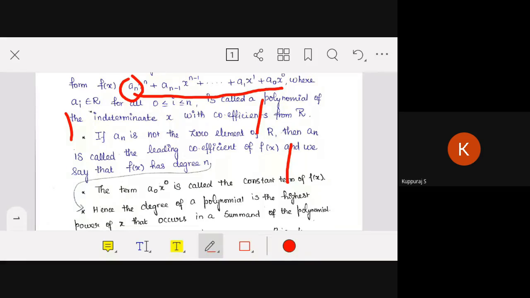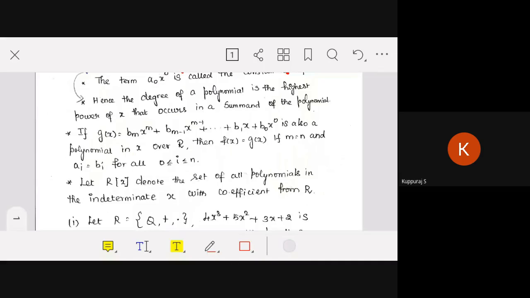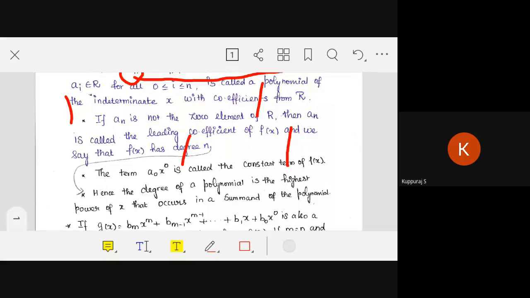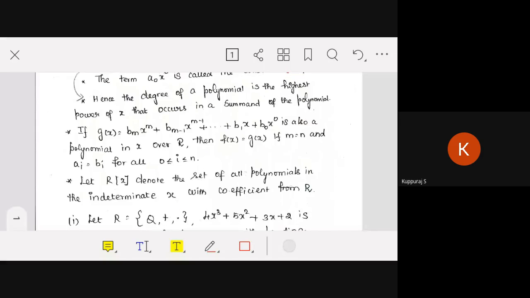So next, the degree of the polynomial. The degree of the polynomial is nothing but the highest power of x. In the given polynomial, the highest power is n. So what is the degree of that polynomial? It is n. So it is a polynomial of degree n. So degree is nothing but the highest power of x.